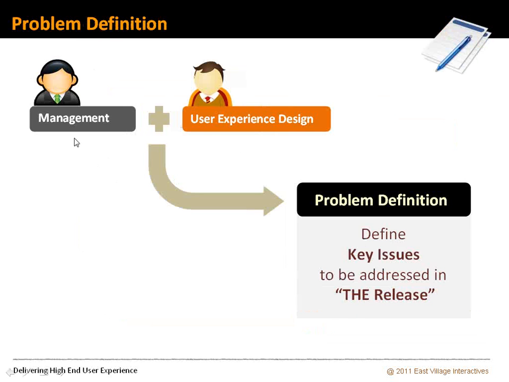The next step of the development cycle should be the management and the user experience design team must analyze all of the problems listed in the last slide and come up with a problem definition document. They must define what are the key issues that they need to address in the new release. And this is very important, as this sets the theme for the entire release. What are we trying to do in this release is very important to be specified.